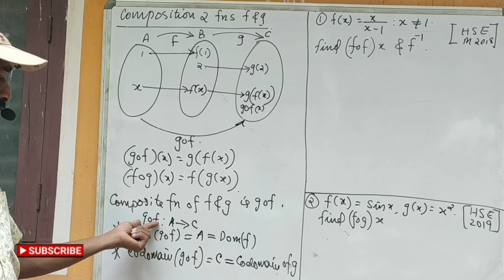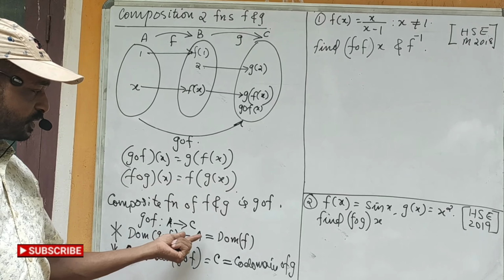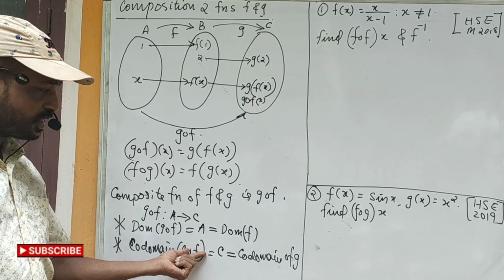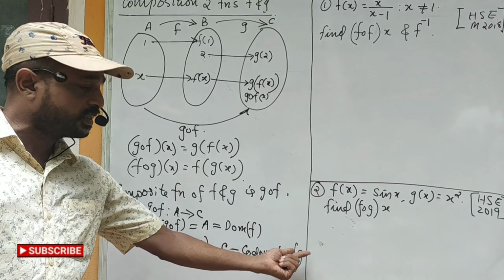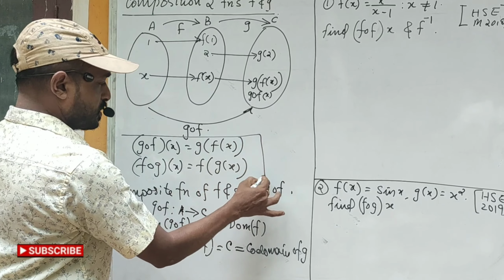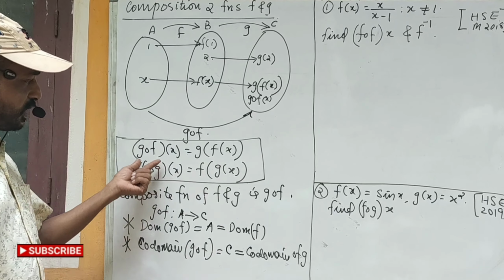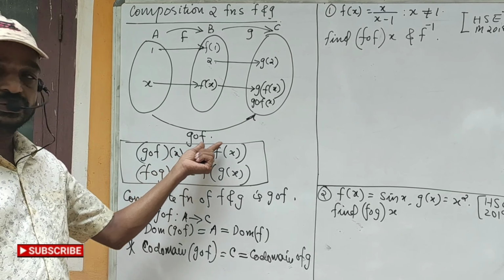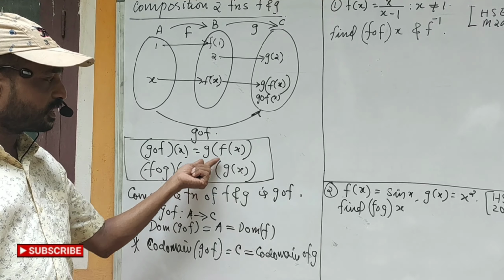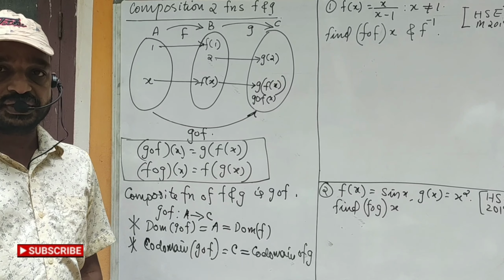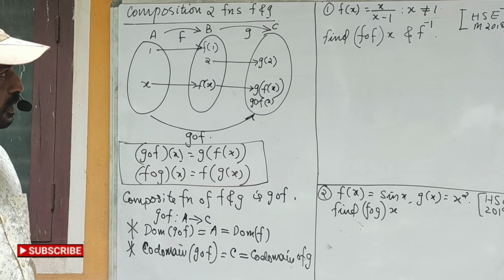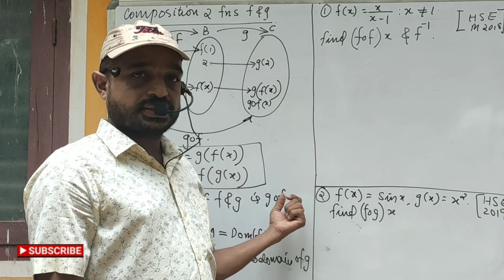So for g composition f, the domain of g composition f is equal to the domain of f, and the codomain of g composition f is equal to the codomain of g. You must understand this. And also you must remember these two formulae. G composition f of x is equal to g of f of x. And f composition g of x is f of g of x. Is it clear?